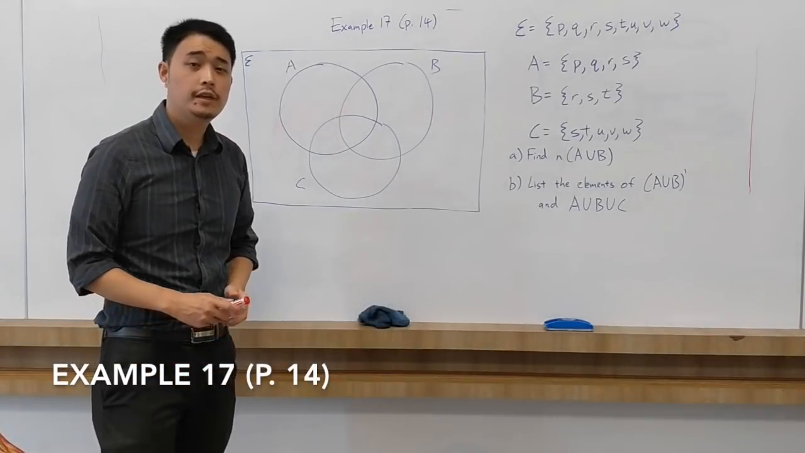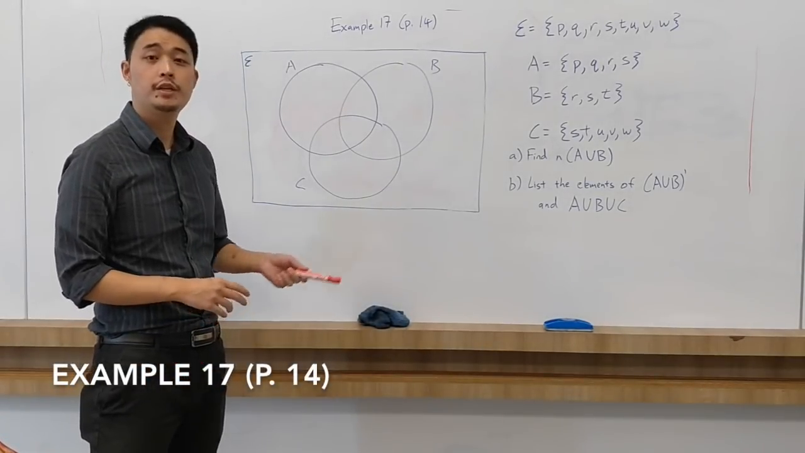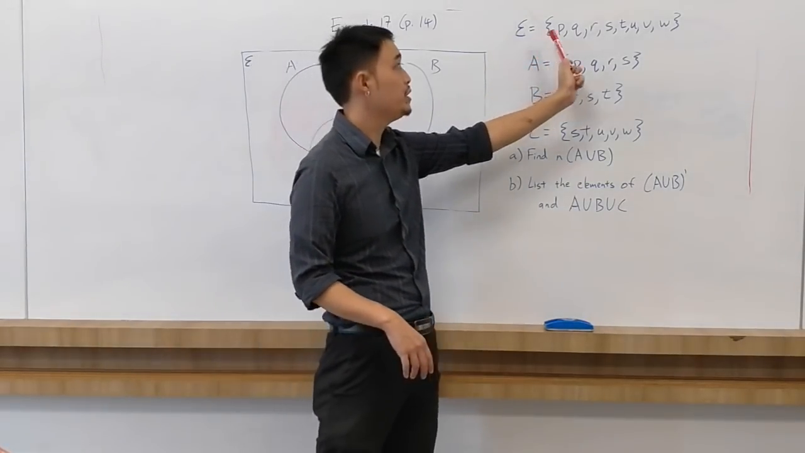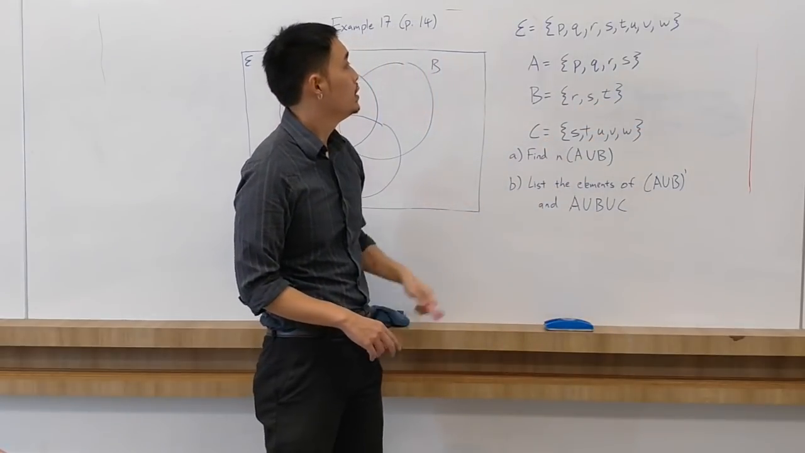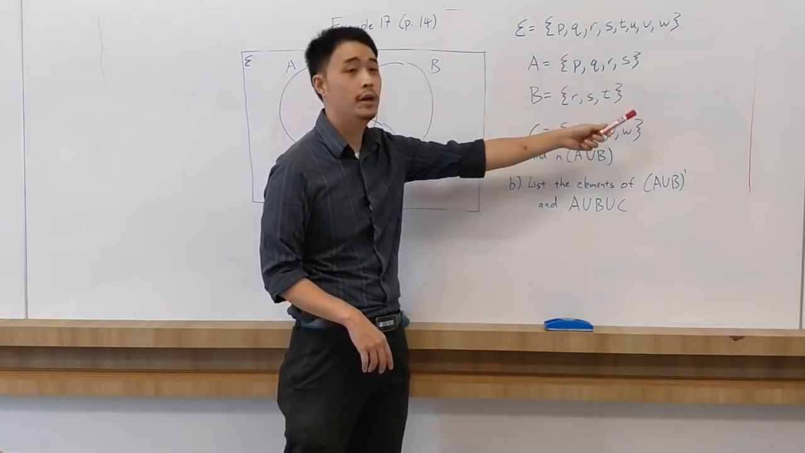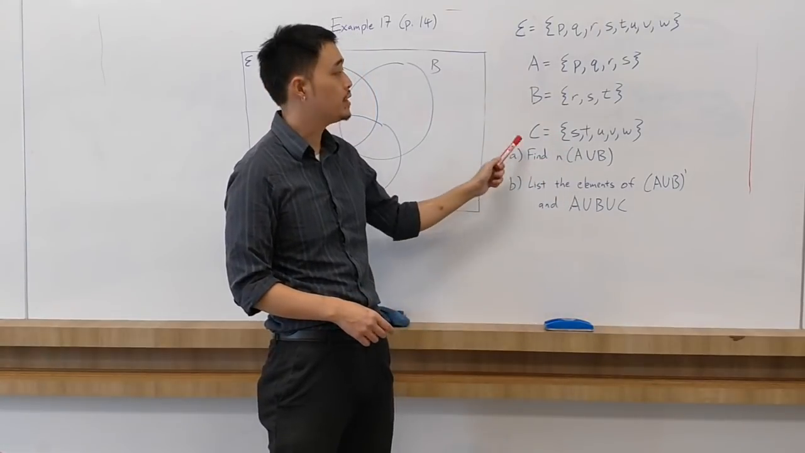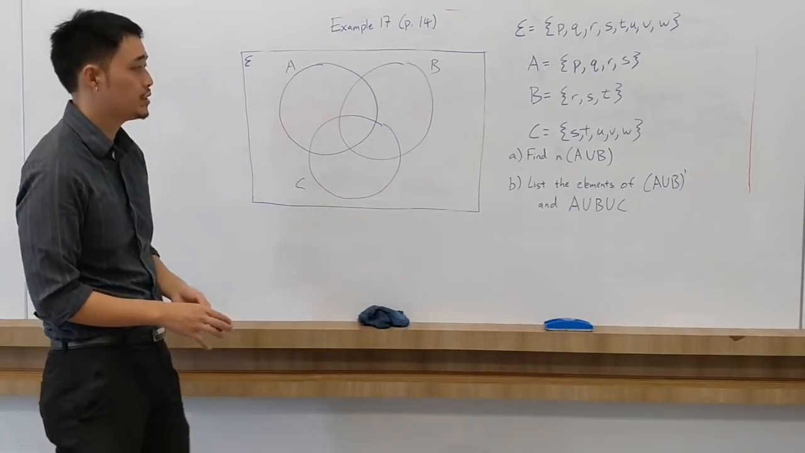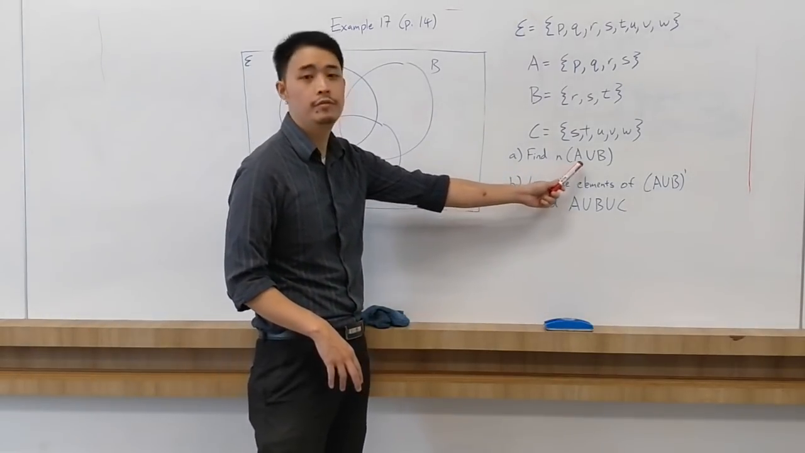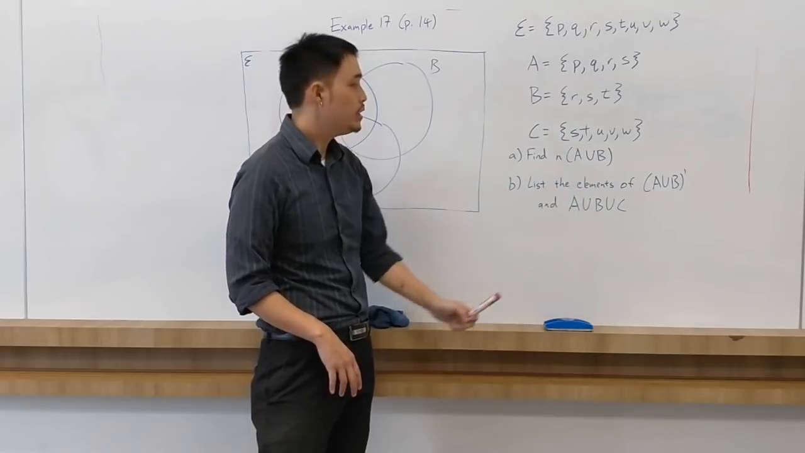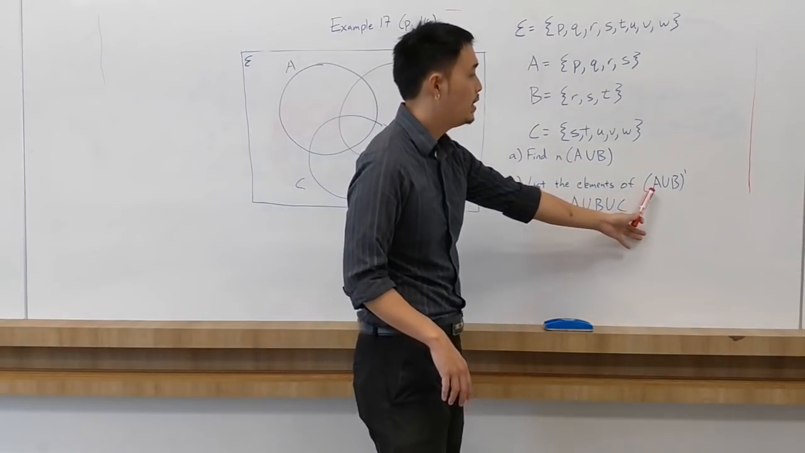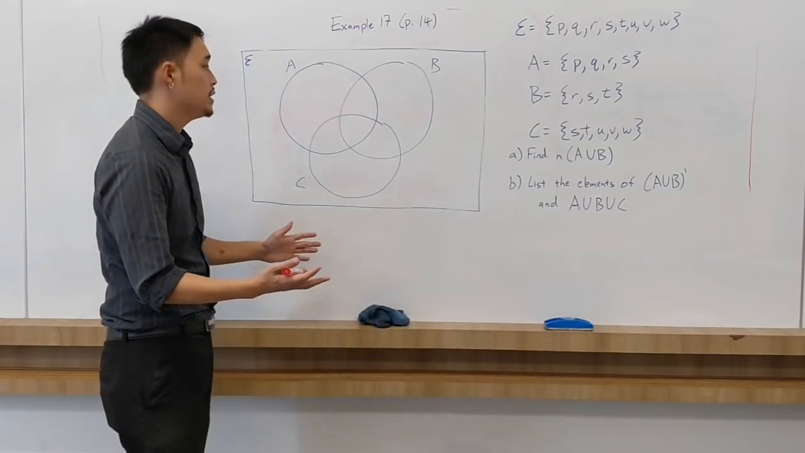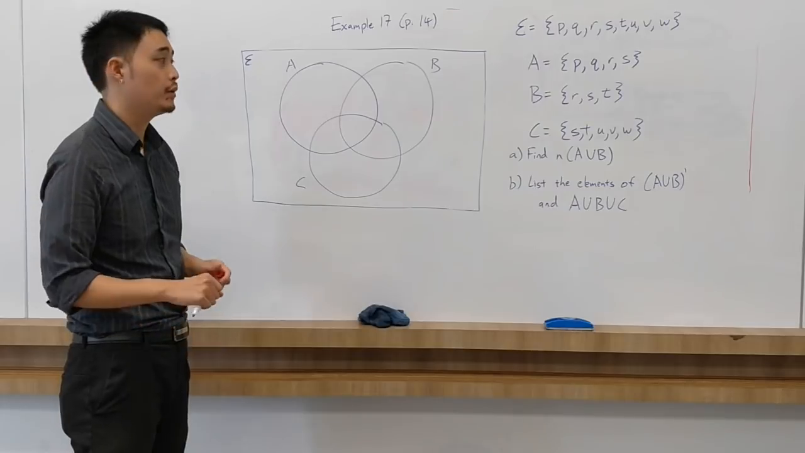Okay, guys, let's take a look at example number 17, which is on page 14 of your book. In that example, we have a universal set, which is the letters P all the way to W. And we have set A, which is P, Q, R, S. We have set B, R, S, T. And we have set C, which is S, T, U, V, W. The question asks us to find the number of elements within A union B, and also to list the elements of A union B complement and A union B union C. So let's take a look at it first by drawing a Venn diagram.